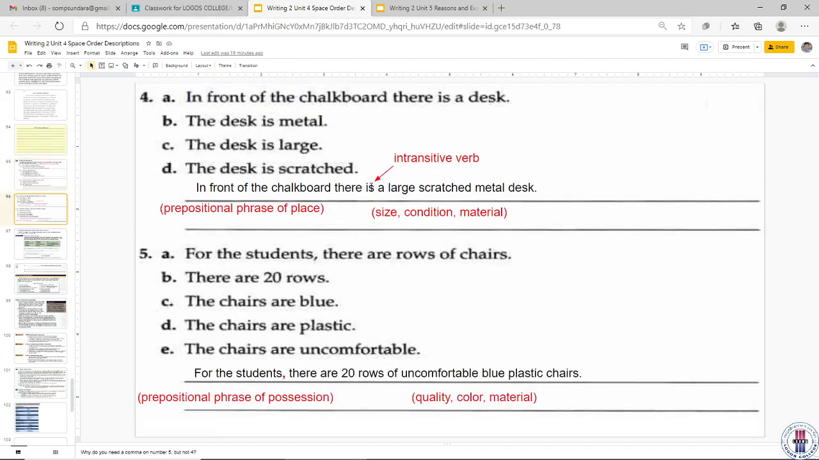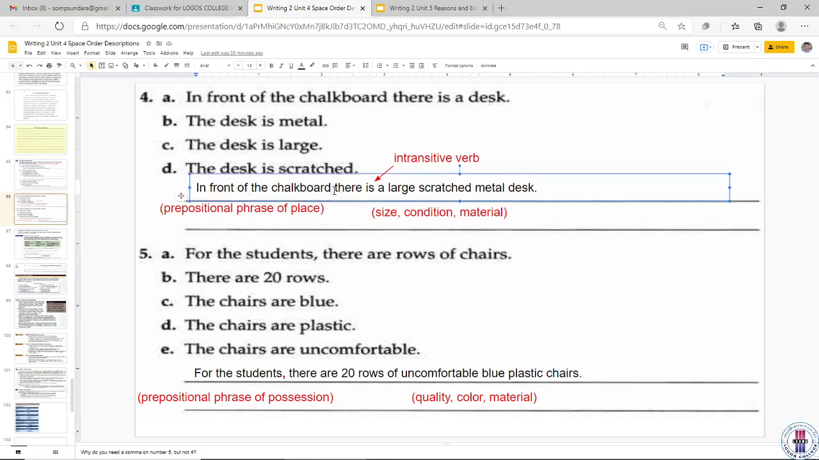Number 4, in front of the chalkboard, there's a desk. The desk is metal, the desk is large, the desk is scratched. All right, let's look at this. I combine them all. We don't need to say desk again. In front of the chalkboard, there is a large scratched metal desk. Oops, sorry. Forgot the comma, because there is, right?